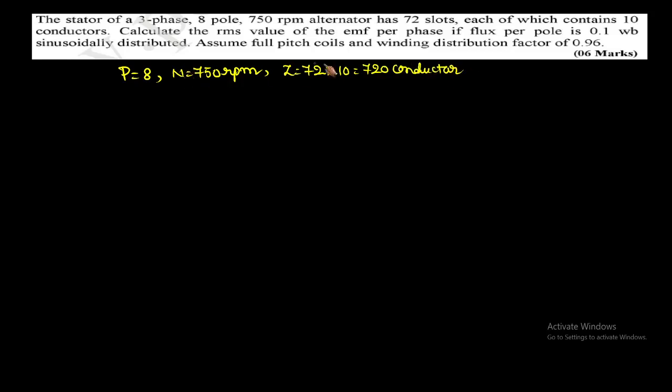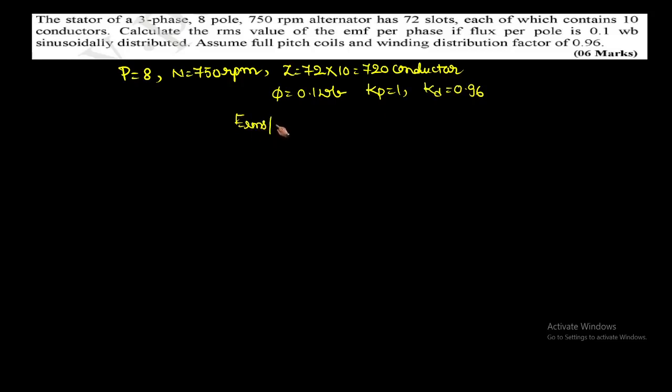Next, calculate the RMS value. The flux per pole is given as 0.1 webers, sinusoidally distributed, assume full pitch. Full pitch means the Kp value will become 1, and the distribution factor is given as 0.96. Now he is asking what is the ERMS per phase.